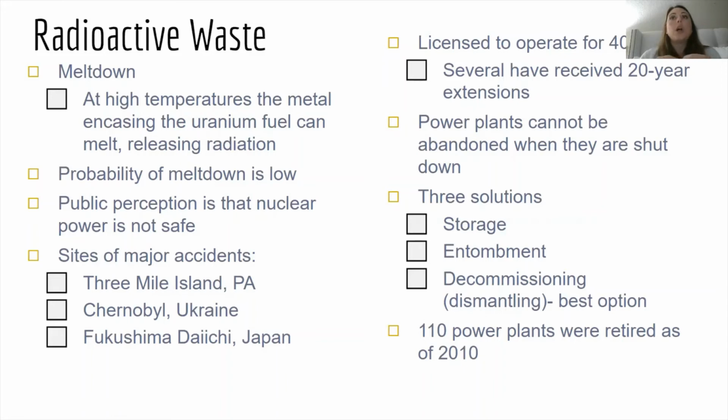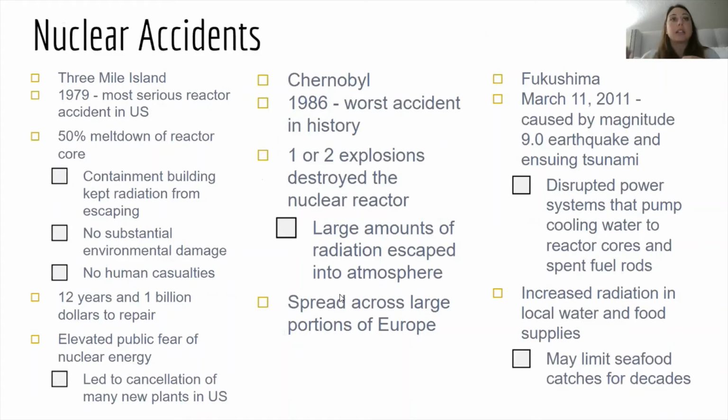Okay, so these are the three accidents. Three Mile Island was the first one. It occurred in 1979, and pretty much there was a nuclear meltdown. I can't really remember exactly. I think that they were maybe trying to clean it, and so something happened. There were no human casualties, no major environmental damage, but it kind of derailed the big plans for nuclear.